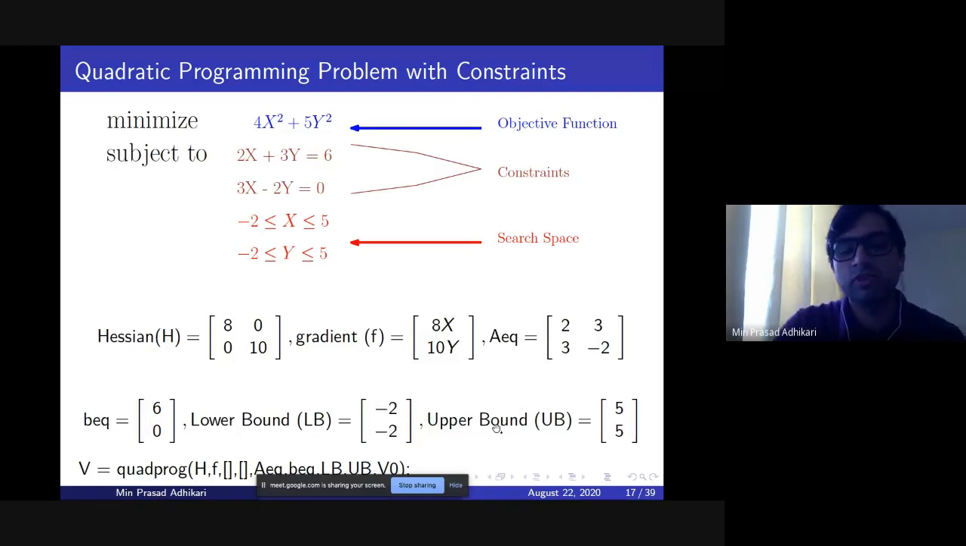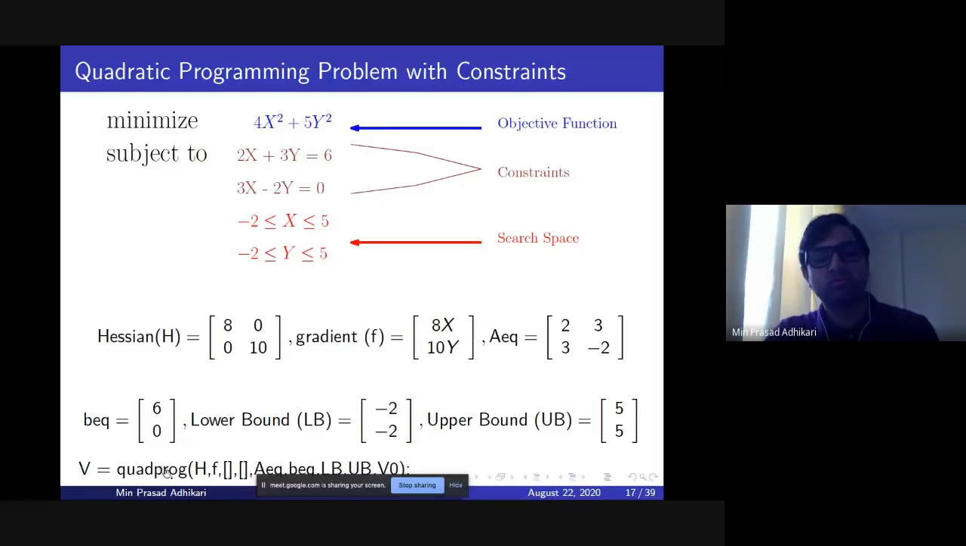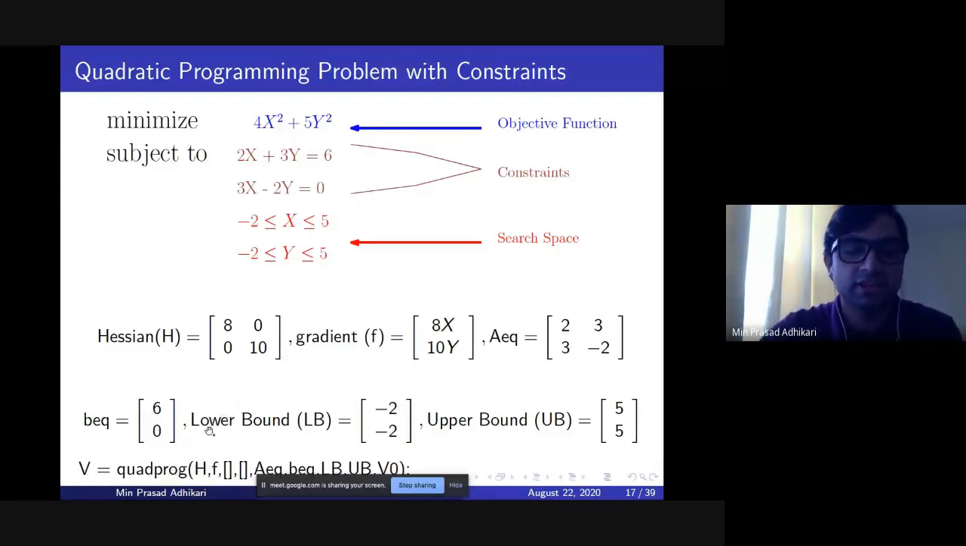If you are using MATLAB, then you can use quadprog. There are a lot of other solvers, but this is just one example, with the Hessian and gradient. These two spaces were for inequality, and I don't have an inequality here, just the box constraint, the lower bound and upper bound.